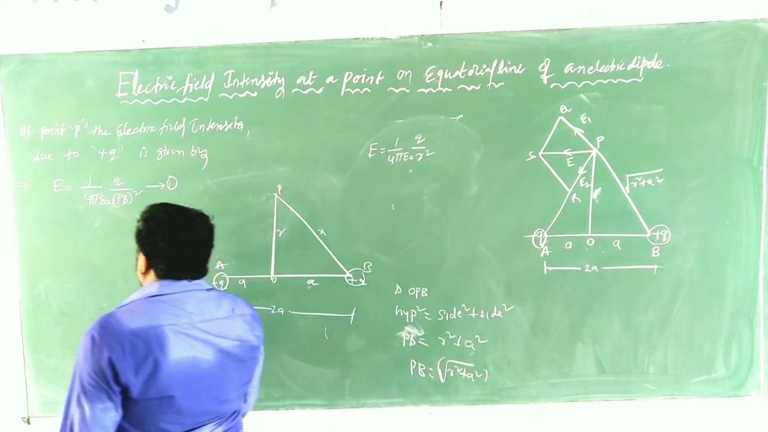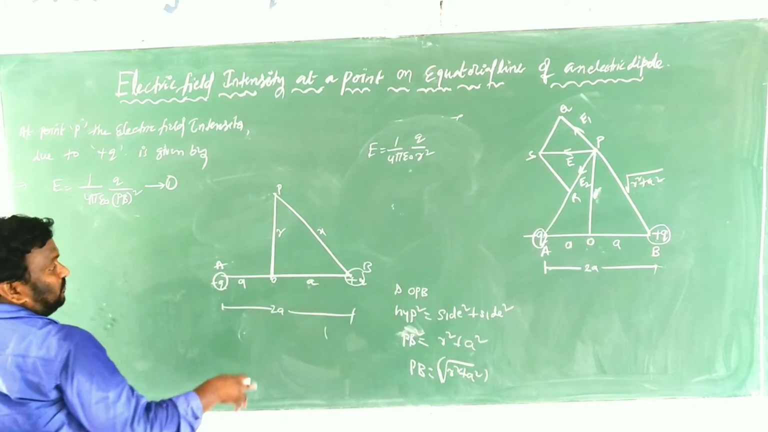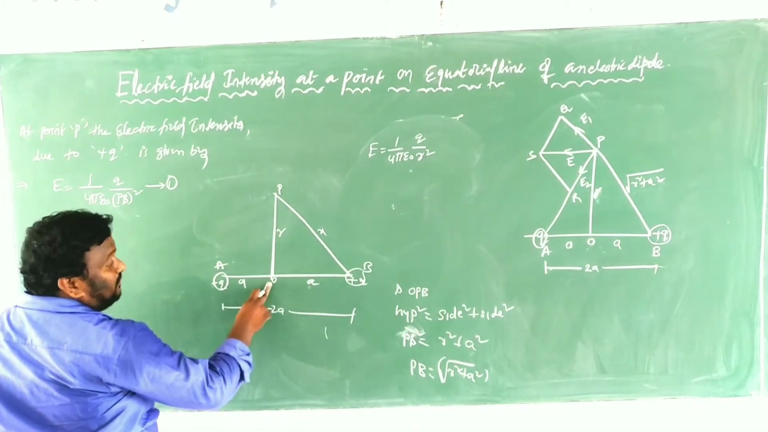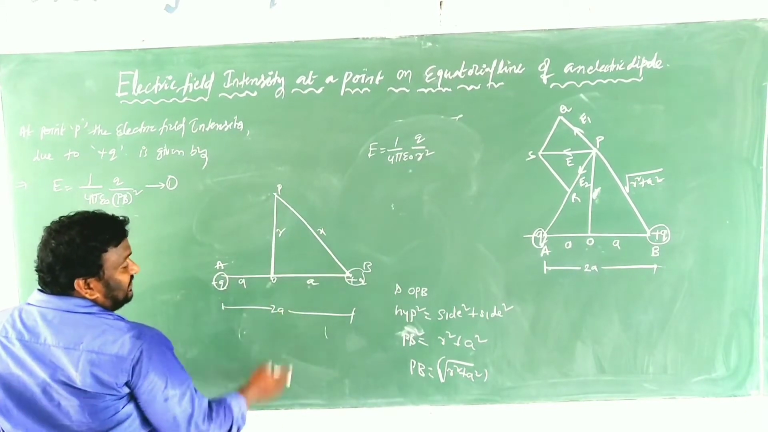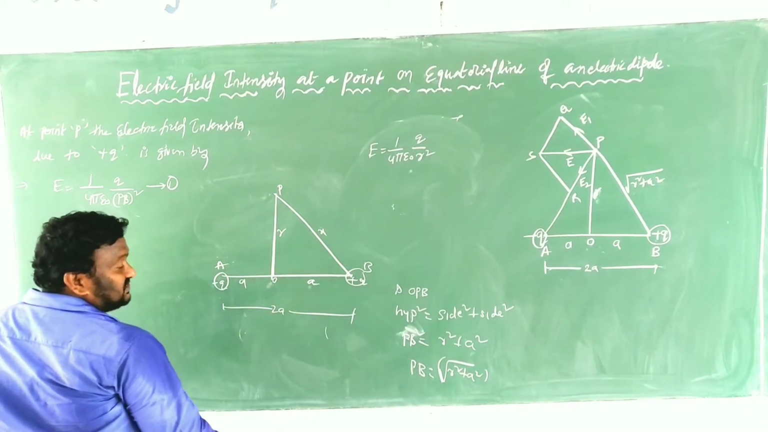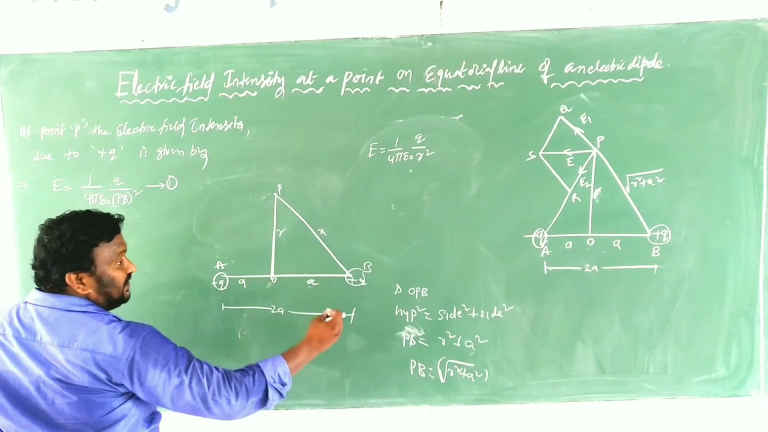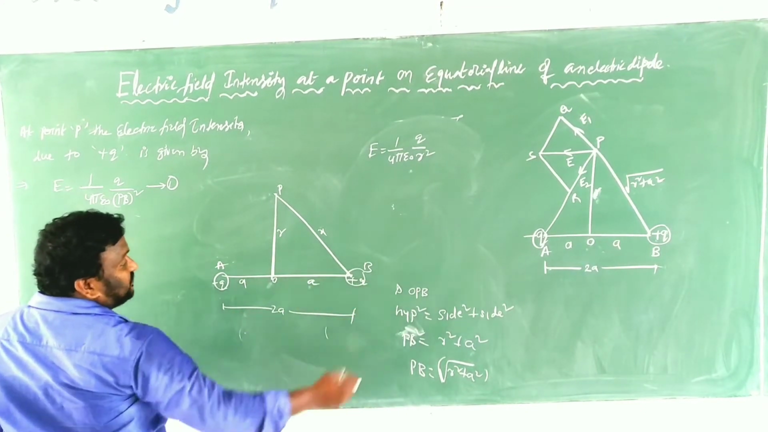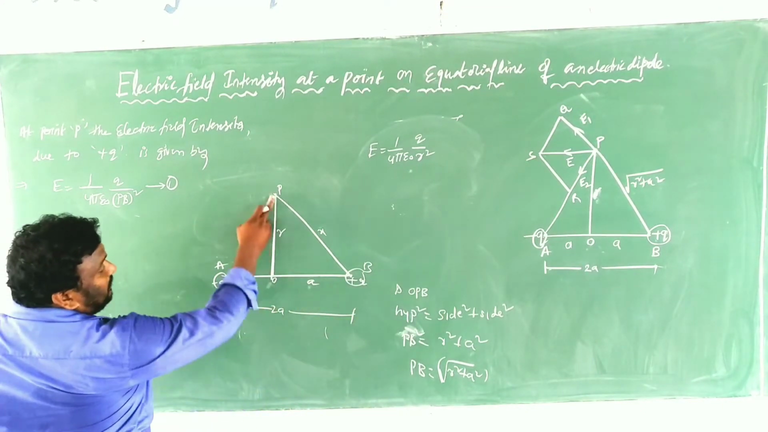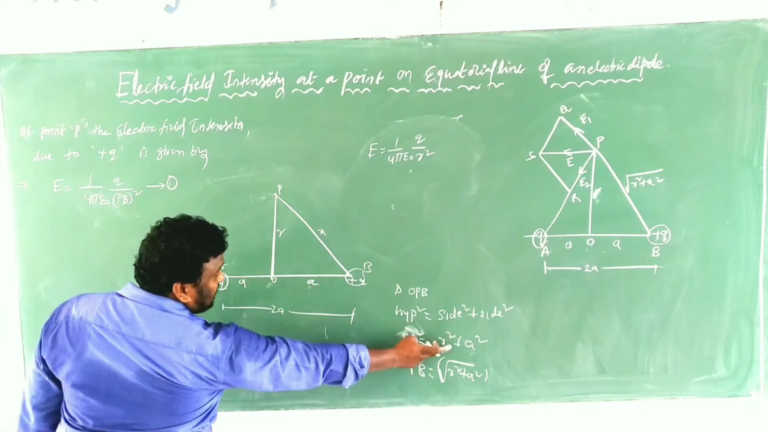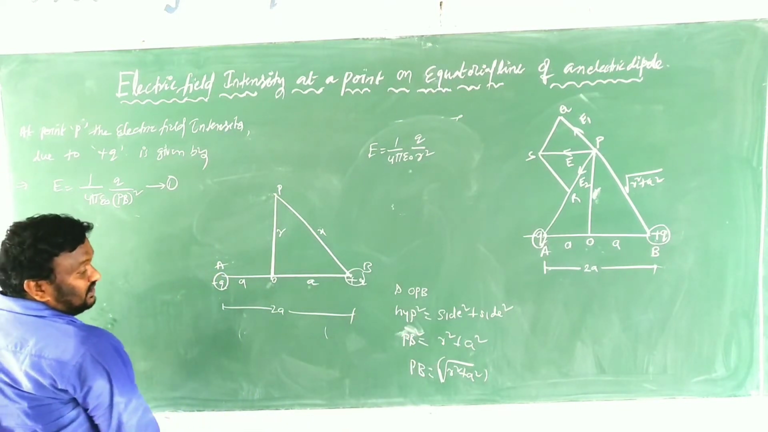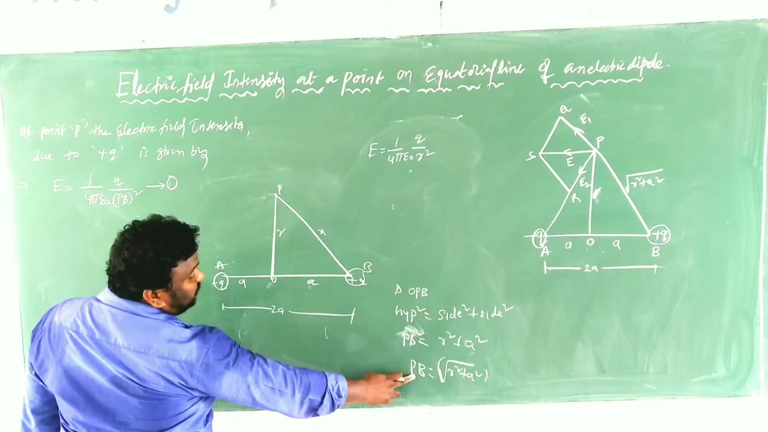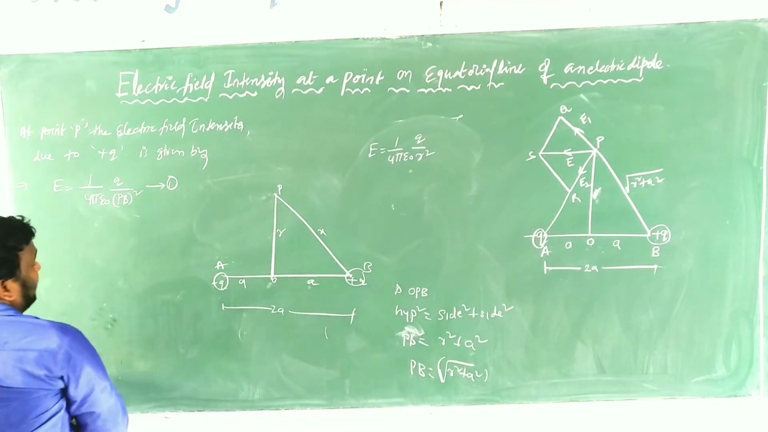Clear, children? Once you carefully observe the diagram, you will find the one right angle triangle OPB, and according to Pythagoras, what to write? Hypotenuse square is equal to side square plus side square. Here what is the hypotenuse? PB. PB square is equal to r square plus a square. Like that, from there what we get, PB is equal to under root of r square plus a square.